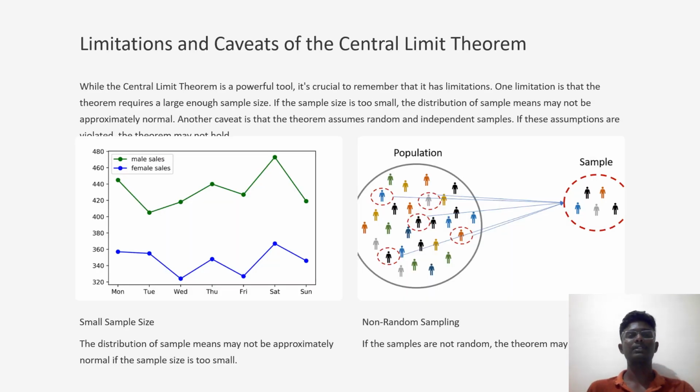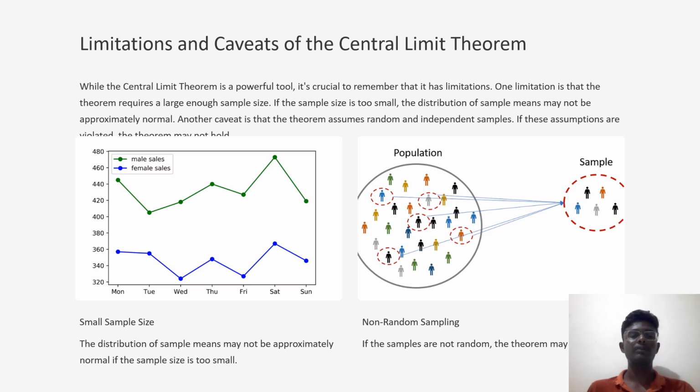We'll see the limitations and caveats of the central limit theorem. While the central limit theorem is a powerful tool, it's crucial to remember that it has limitations. One limitation is that the theorem requires a large enough sample size. If the sample size is too small, the distribution of sample means may not be approximately normal. Another caveat is that the theorem assumes random and independent samples. If these assumptions are violated, the theorem may not hold.